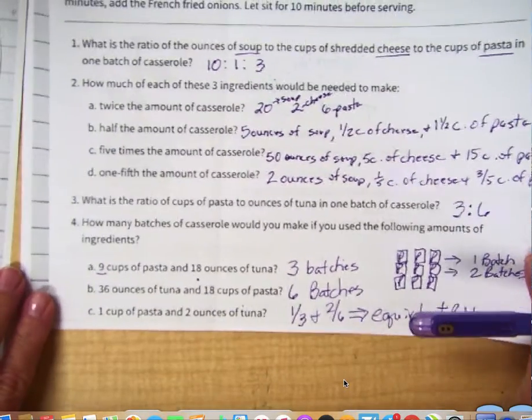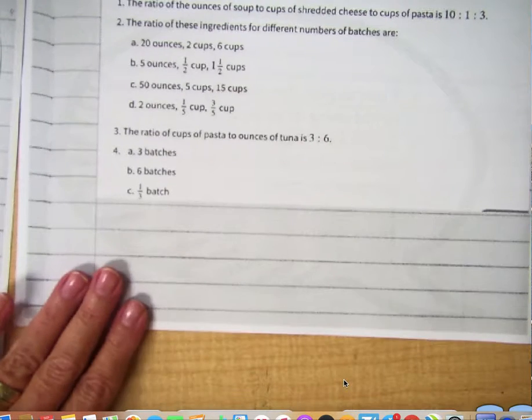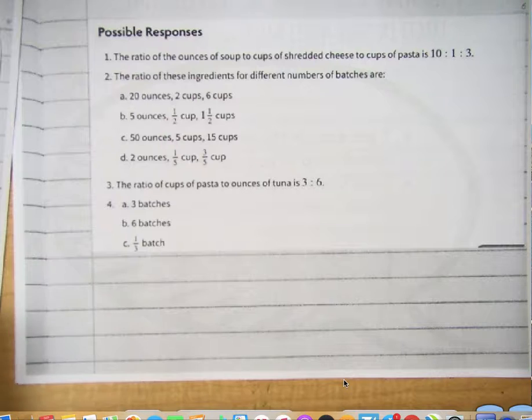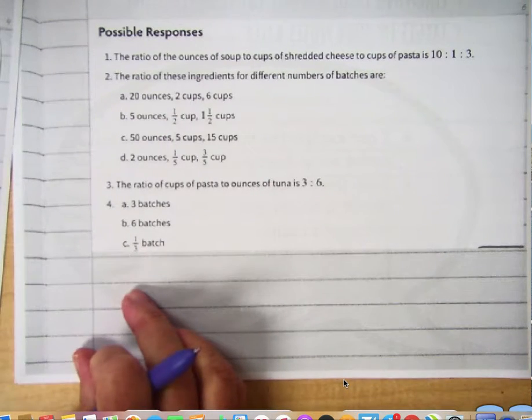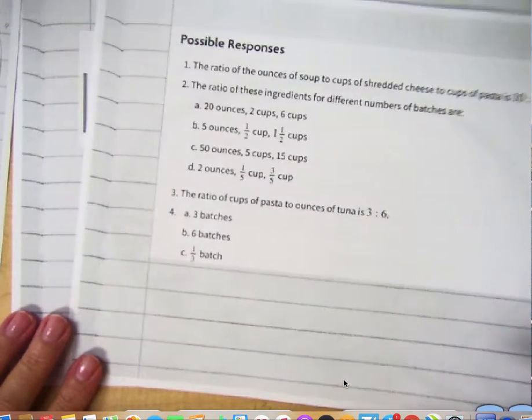Okay? All right. So here's my fancy page. I felt like we needed to go through it together though, so you can go back and double check these. Okay. All right.